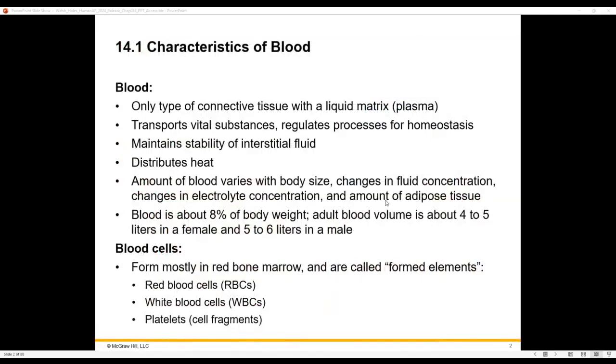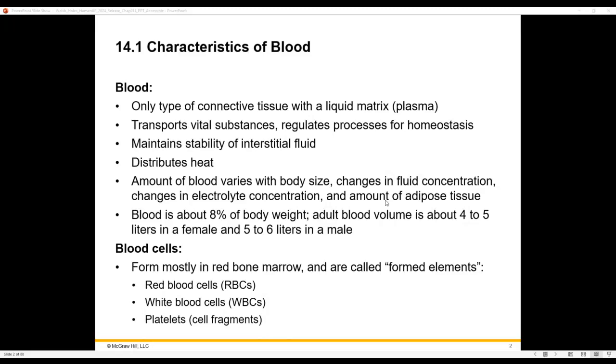Okay, so first of all, blood is the only type of connective tissue with a liquid matrix we call plasma. And yes, blood is a connective tissue. It transports vital substances, regulates processes for homeostasis, maintains stability of interstitial fluid, and distributes heat. The amount of blood varies with body size, changes in fluid concentration, changes in electrolyte concentration, and the amount of adipose tissue.